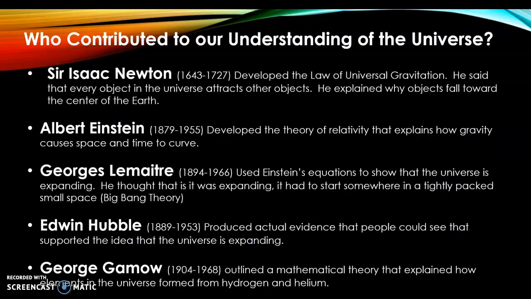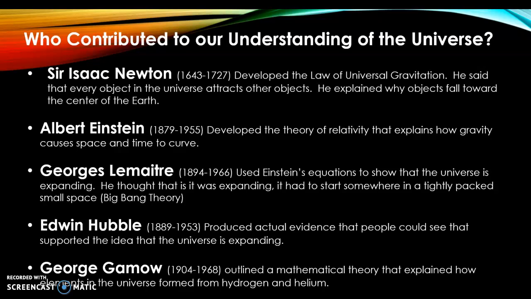So there are five main people that are important to understand in contribution to the universe. They are Sir Isaac Newton, Albert Einstein, Georges Lemaitre, Edwin Hubble, and George Gamow. Isaac Newton, I'm sure you've heard of him, developed the law of universal gravitation. He stated that every object in the universe was attracted to another object. He explained that's why objects fall towards the center of the earth, meaning that's why a ball falls when it is thrown in the air. Albert Einstein, also somebody very well known, developed the theory of relativity that explains how gravity causes space and time to curve. Georges Lemaitre used the equation created by Einstein to help show that our universe is currently and still expanding, meaning it's getting bigger.